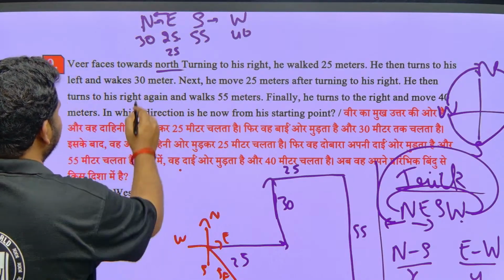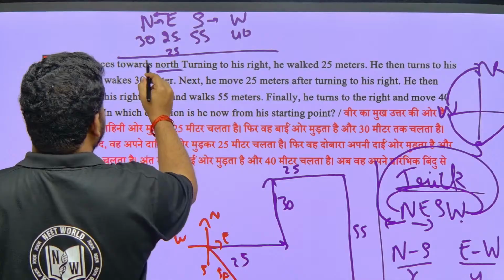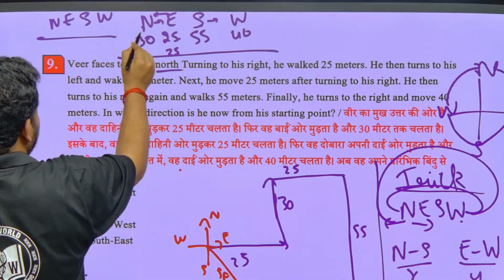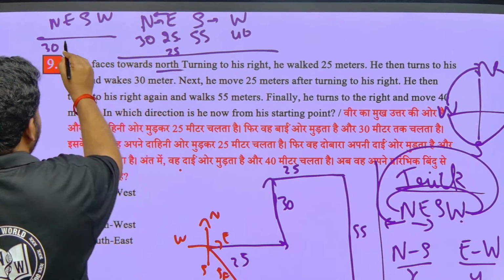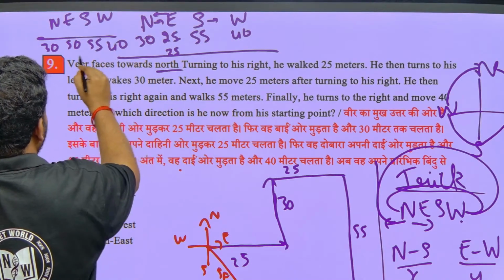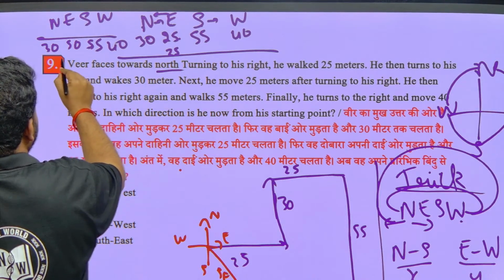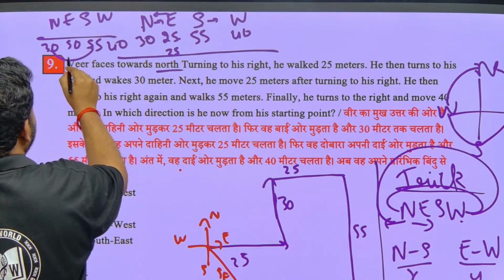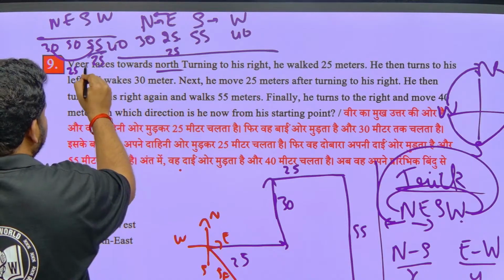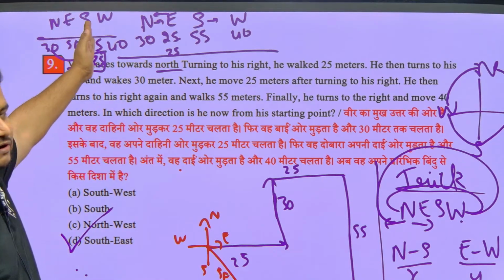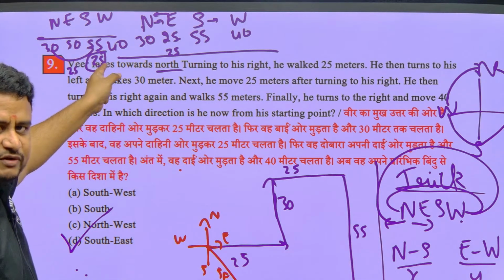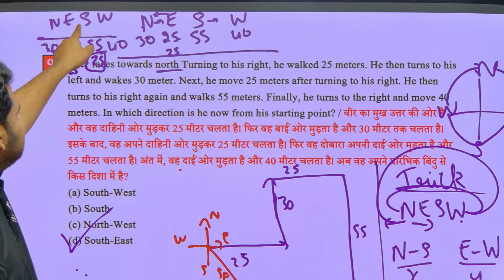First of all, let us write down the values that we have. North, east, south, west. North is 30, east is 25 plus 25, which is 50, south is 55, west is 40. Now if I find the difference, north and south, I am getting the difference as 25. Which is the bigger value? South, 55 is the bigger value. North and south difference is 55 minus 30, that is 25. So under south I have to write 25.